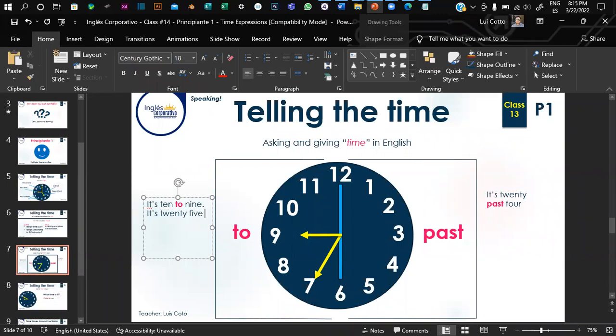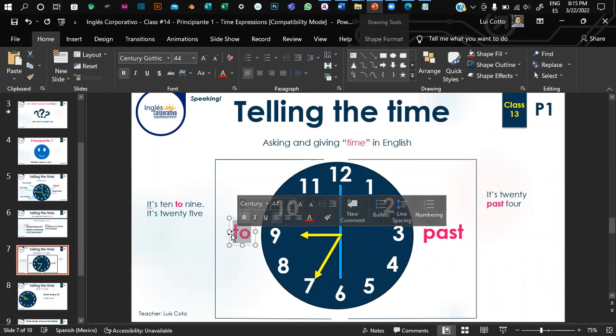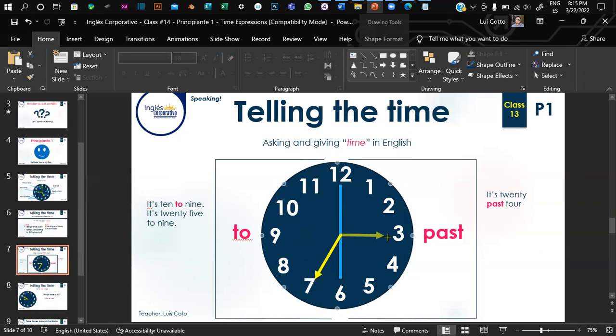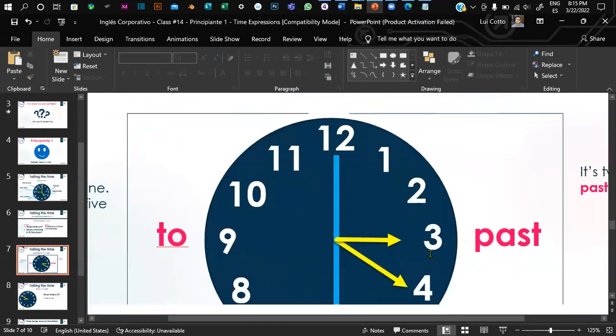So the time is 25. And the word, pronounce it. To. Correct. To 9 because of the hour hand. Okay. Excellent. And what about if I change? Let's see, what time is it? What time is it in this part?